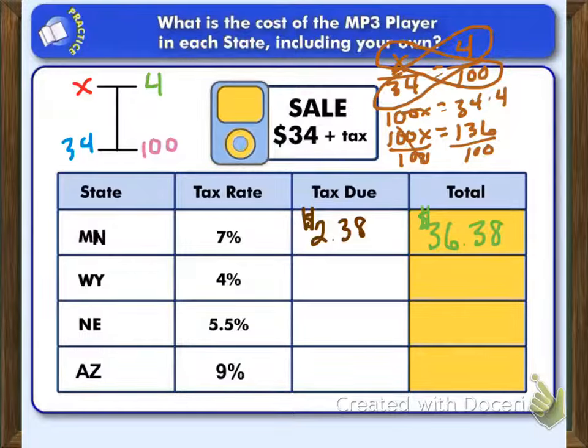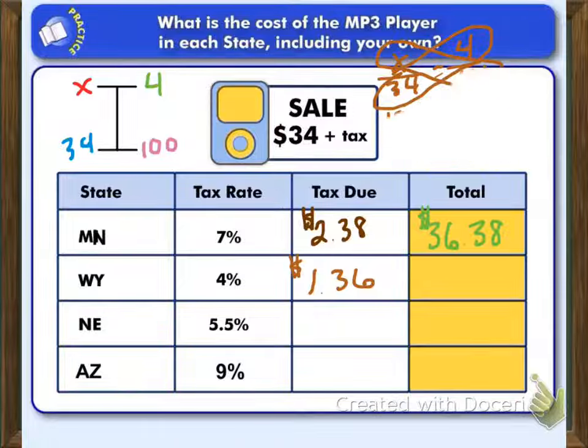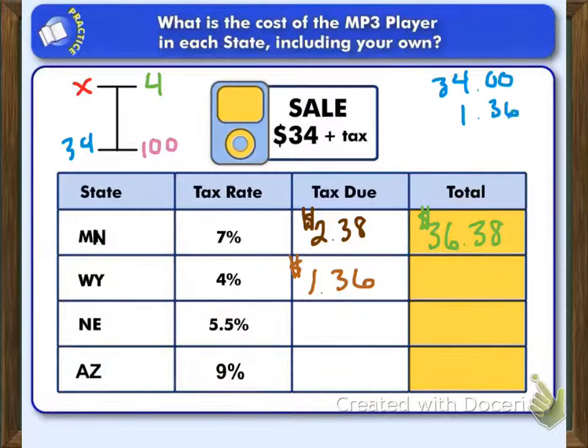Okay? Now would be a good time to pause and write down that work if you don't understand how to do it. So when I divide 136 by 100, I come up with $1.36 is what I'm going to pay in tax in Wyoming. Again, how am I going to find my total? Well, I'm just going to add that onto the $34, the original, which is going to give me $35.36.